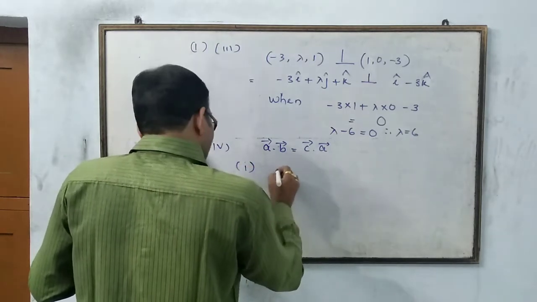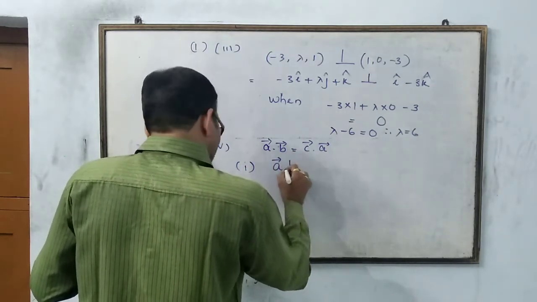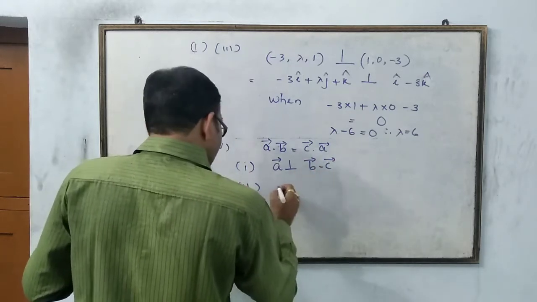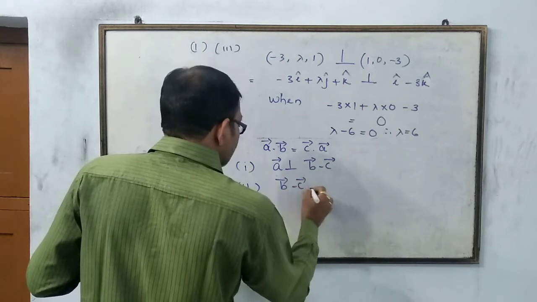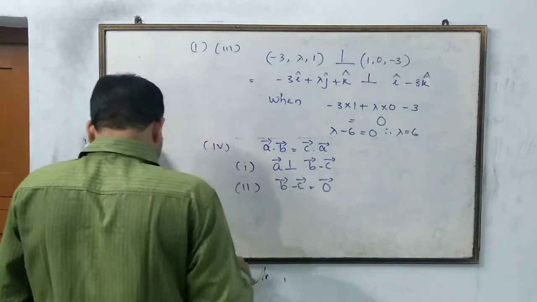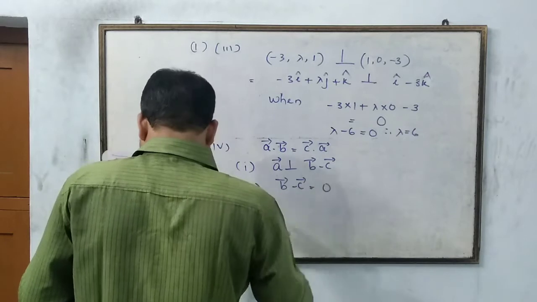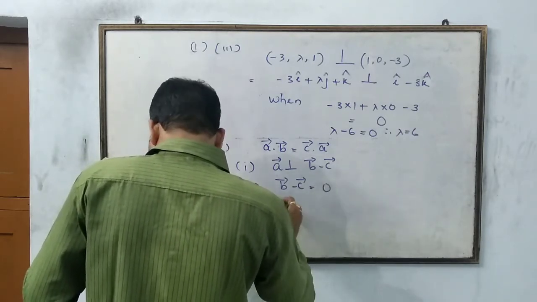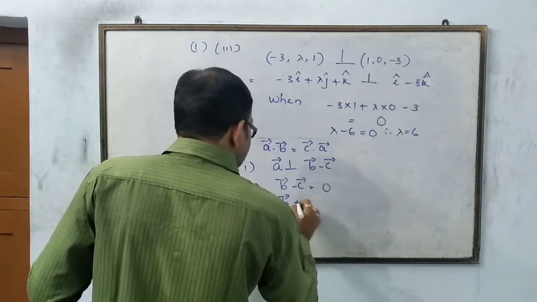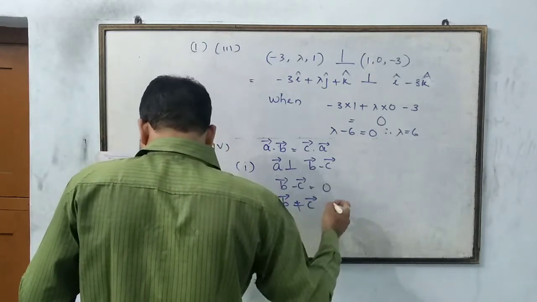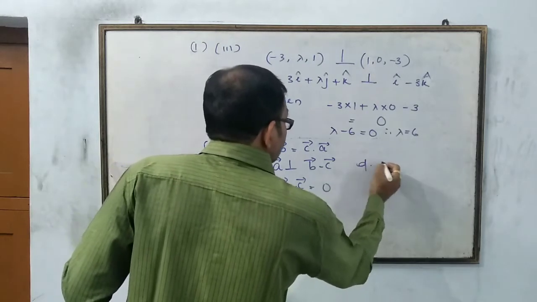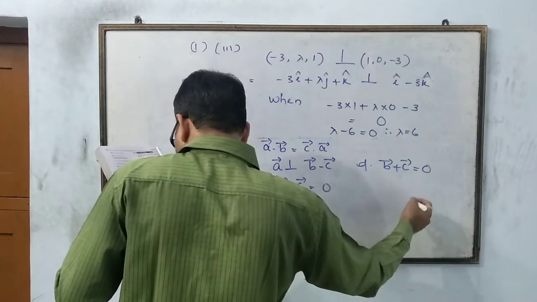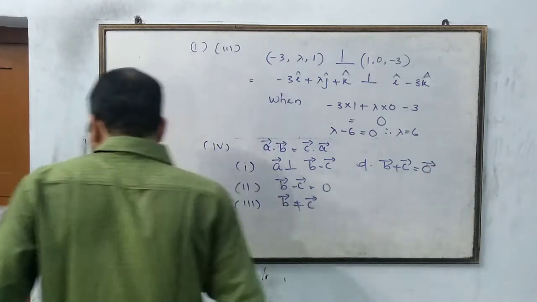Option 1, A is perpendicular to B minus C. Second, B minus C is equal to the null vector, B minus C equal to 0. Third, B is not equal to vector C. Fourth, B plus C is equal to 0 vector. Which one is correct?